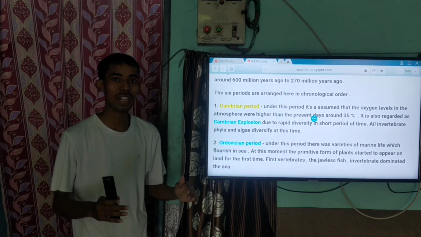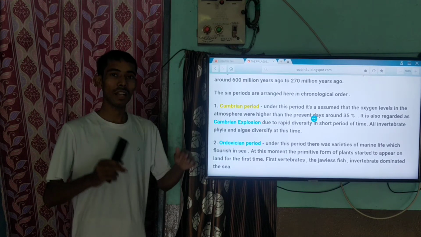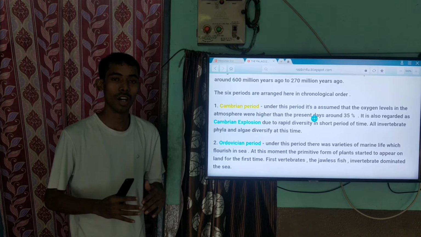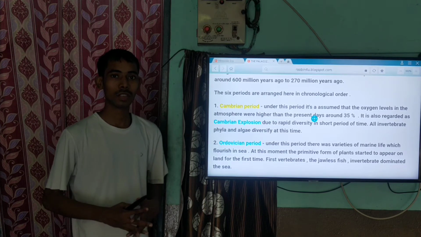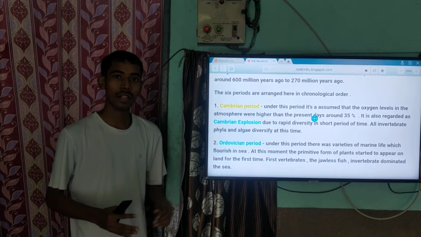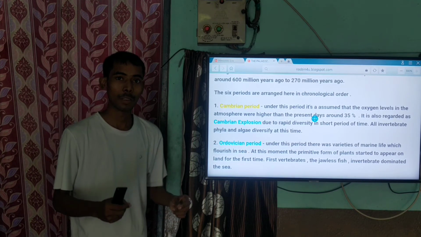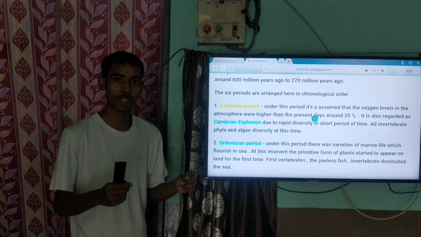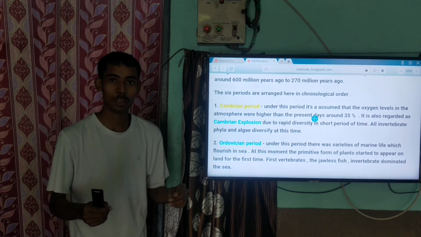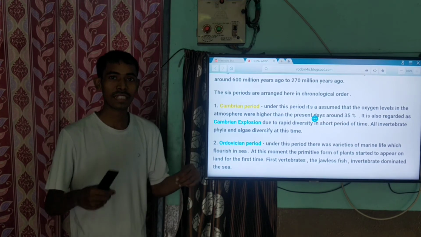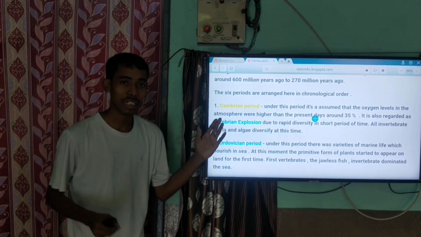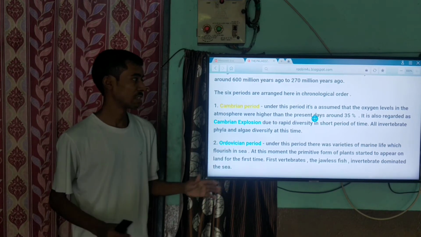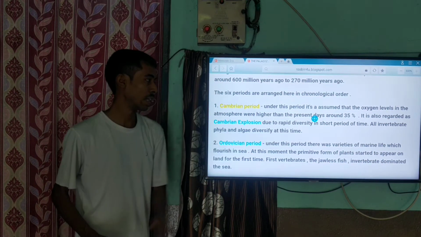Why was the oxygen level so high? See, at this point of time there were vast swamp forests present on the earth. Apart from that, phytoplankton, that is the algae, were also doing photosynthesis and releasing oxygen. So these were the main reasons why it was so high.